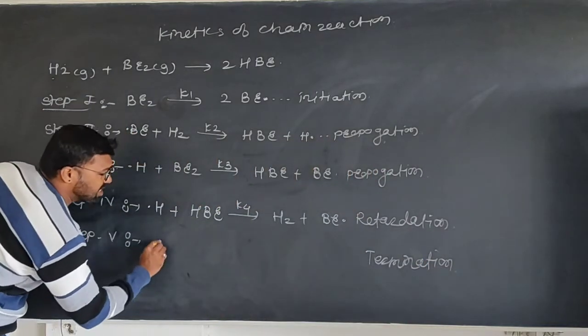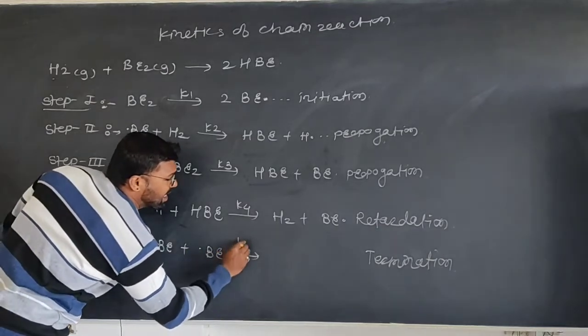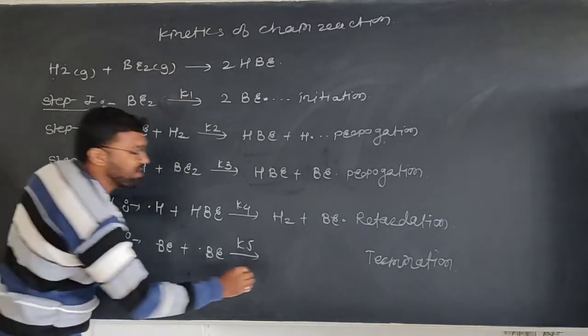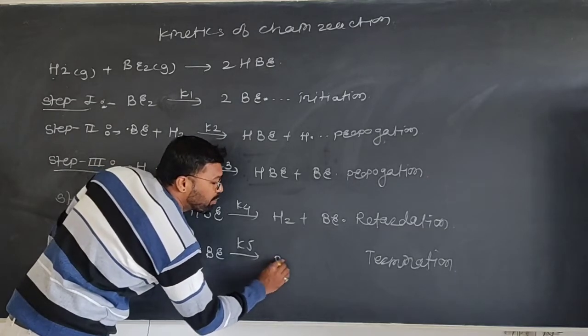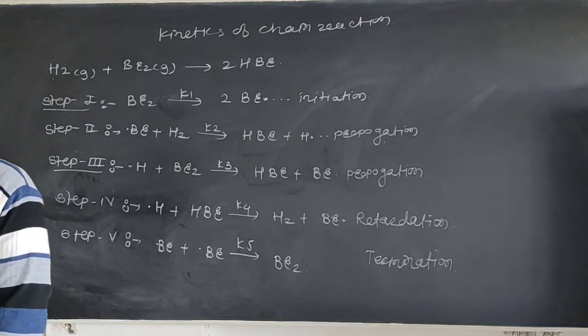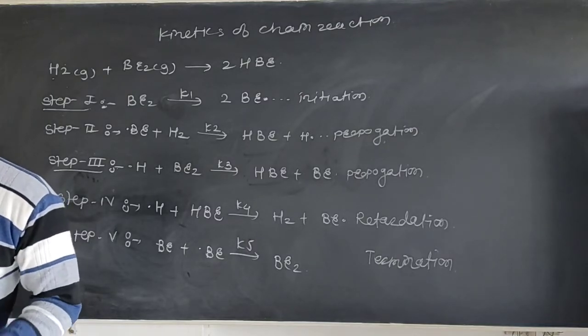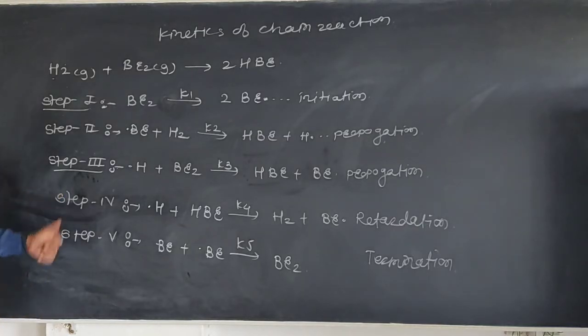In this termination step, this bromine radical again combines with another bromine radical with the rate constant K5, and there is a formation of bromine as a molecule. This is called a termination step, right? This is called termination step. These are the 5 steps of this mechanism.